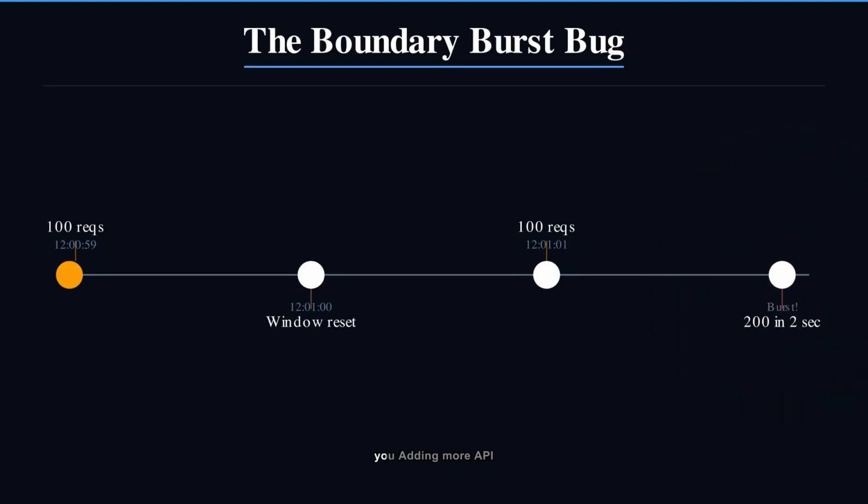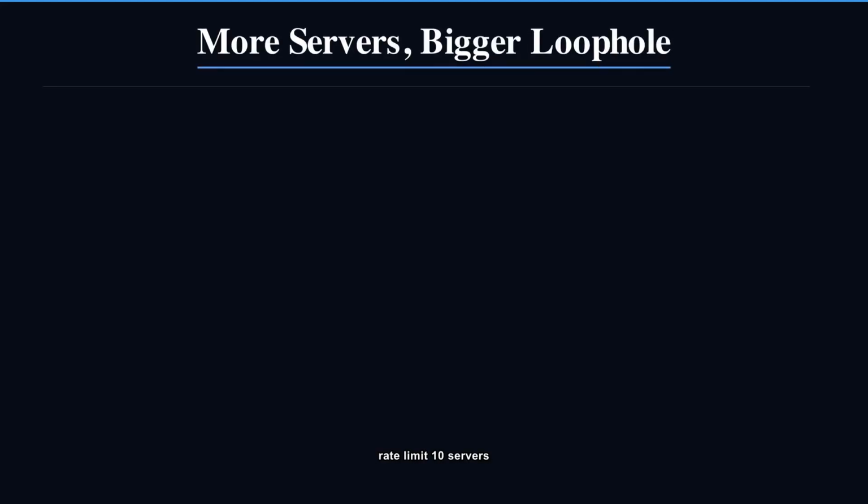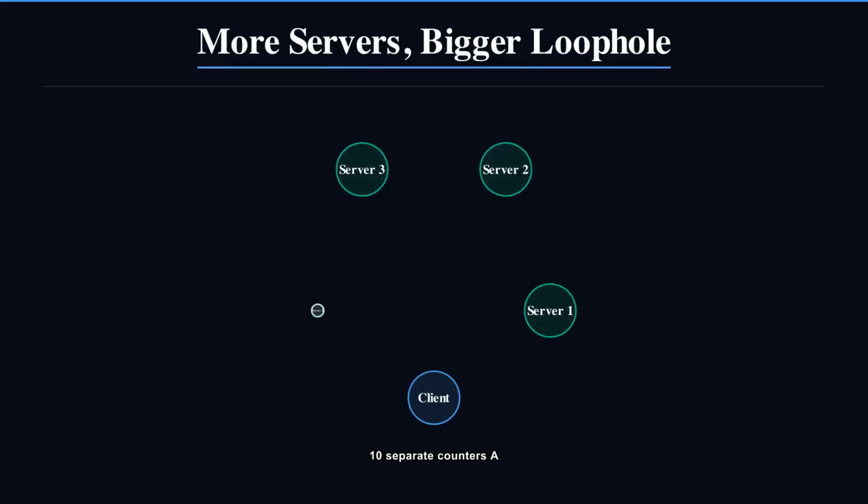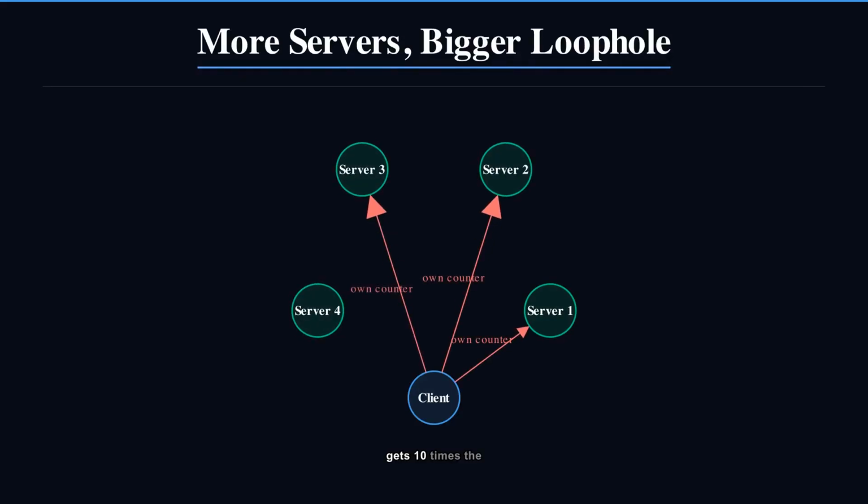Here's what nobody tells you. Adding more API servers actually breaks your rate limit. 10 servers, 10 separate counters. A client hitting all 10 gets 10 times the allowed rate, completely undetected. This is exactly how GitHub's 2018 CI outage happened. One script blew past every local counter and slammed the database with 40,000 calls in a minute.